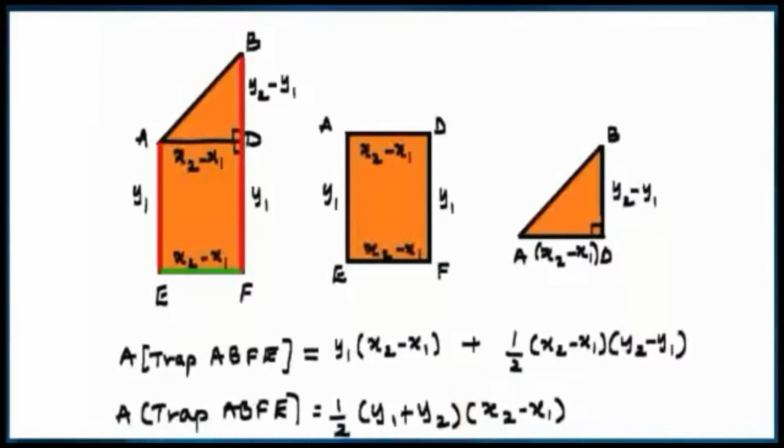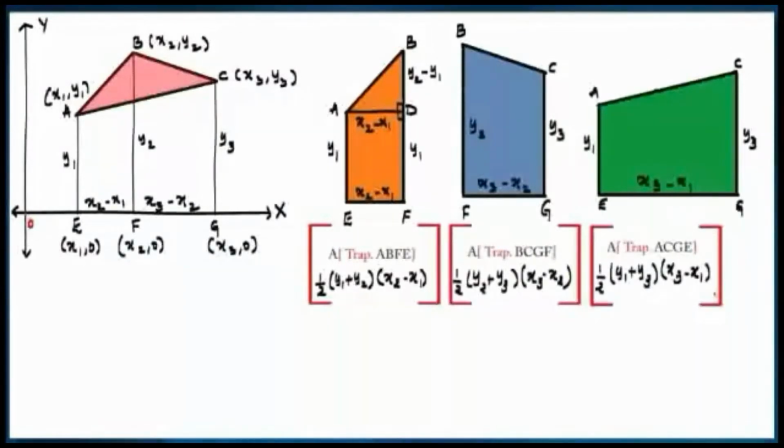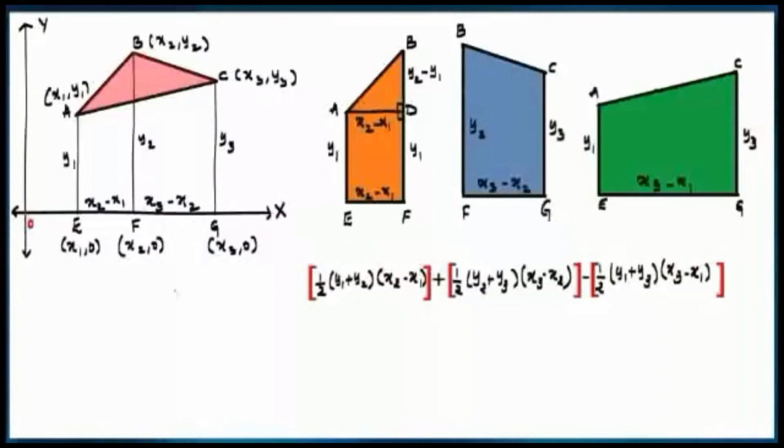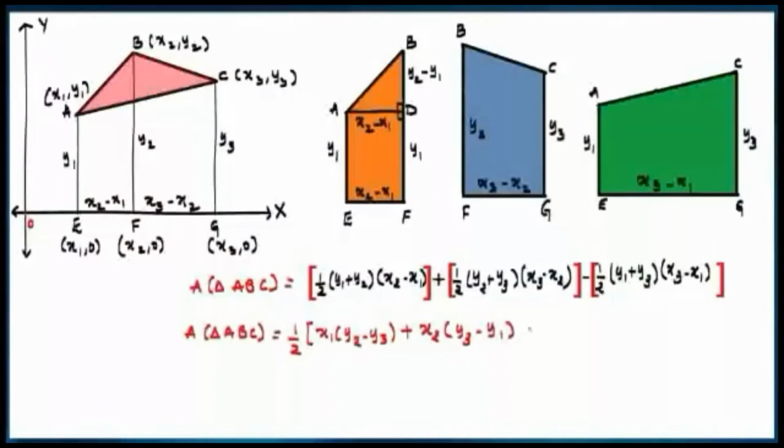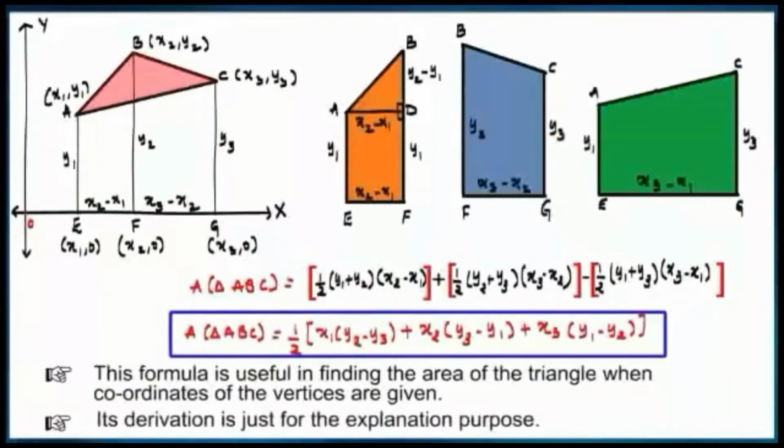Let us go to the main figure which we have drawn in the Cartesian plane. Here we have three trapeziums. For the first one we have found the area, and similarly we can find the remaining two. The area of the triangle is equal to the sum of the first two trapeziums minus the third trapezium. What is the common term? 1 by 2 is the common term. So 1 by 2 into x1 into y2 minus y3 plus x2 into y3 minus y1 plus x3 into y1 minus y2. This is the area of a triangle.